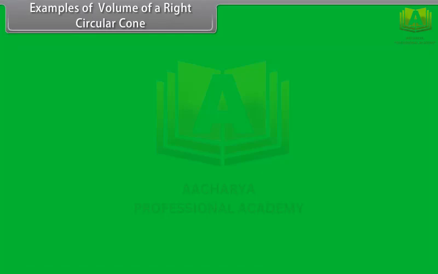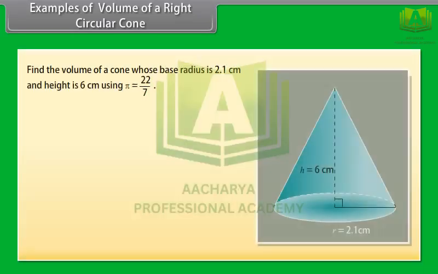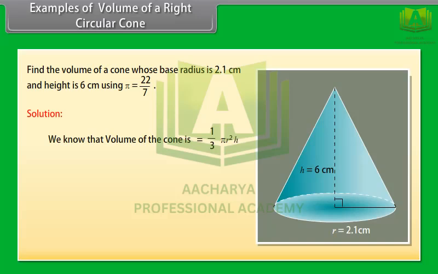Examples of volume of a right circular cone. Let us now solve an example. Find the volume of a cone whose base radius is 2.1 centimeter and height is 6 centimeter, using pi as 22/7. Solution. We know that volume of the cone is 1/3 pi r square h. Therefore, V is equal to 1/3 into 22/7 into 2.1 square into 6, which is equal to 27.72 centimeter cube.